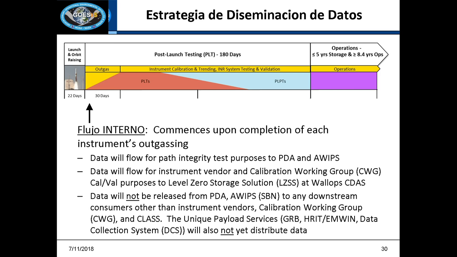So just to recap then, when the instruments are outgassed and then data is available to come down on the primary link, which is the raw data flow at 100 million bits per second, that's coming down to Wallops. And that internal flow is only used for testing, and that's when we realized we had an issue with the cooling system on GOES 17. But nobody else is seeing that data. That's being used internally. We also have a capability to store that level zero data for 7 days, so we can store that at Wallops if we need to go back and look at something.